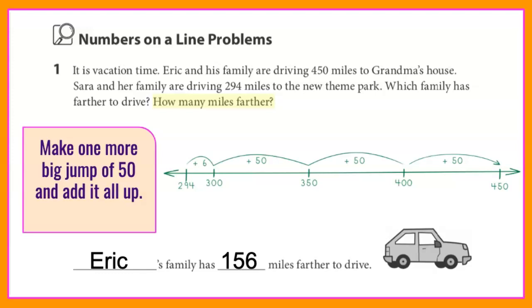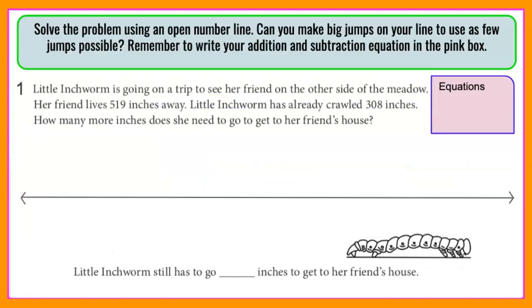So let's look at the problems you're going to solve today. Now, you're going to solve two problems, and I'll read the directions for you. Solve the problem using an open number line. Can you make big jumps on your line to use as few jumps possible? Remember to write your addition and subtraction equation in the pink box. So after you solve the problem, you'll write an addition and a subtraction equation in this box. And I'll read both problems for you.